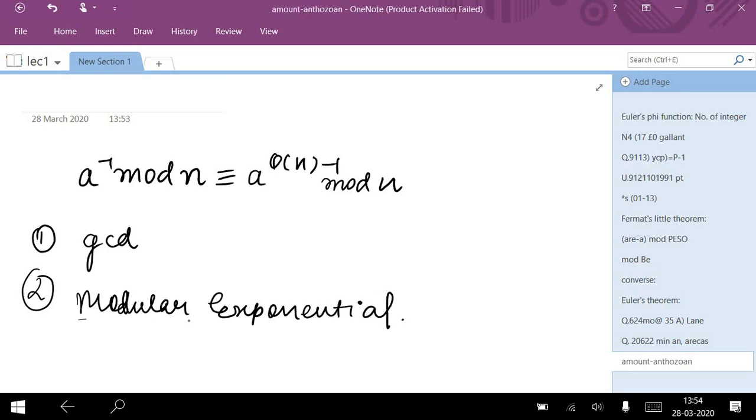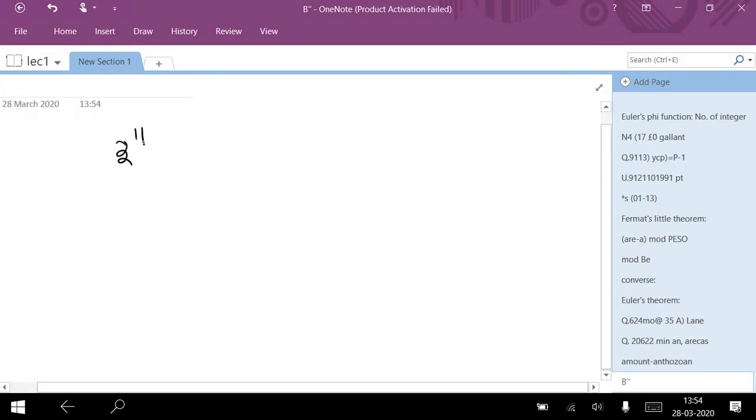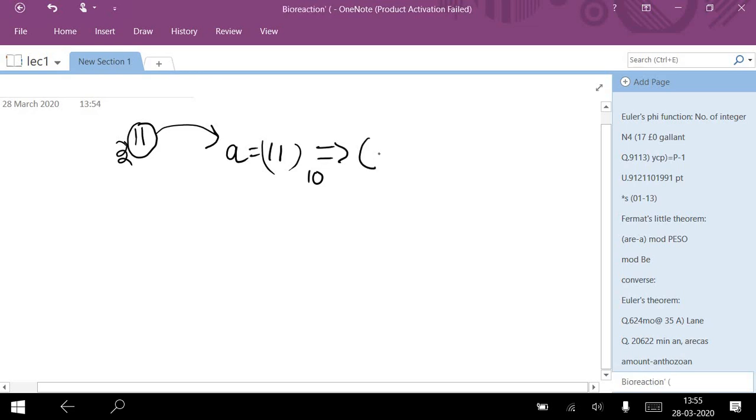So what is modular exponentiation? Modular exponentiation will solve exponential-type problems by taking powers of a particular integer, the decimal value, and converting it into a binary value. What is the binary value of 11? 1011. According to this binary value, it will calculate the result for a particular number. I will tell you in a very short way the procedure behind this.